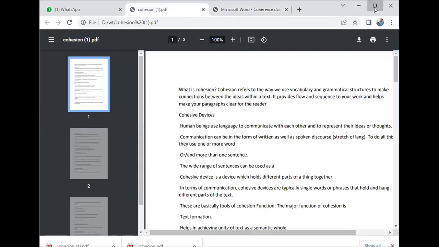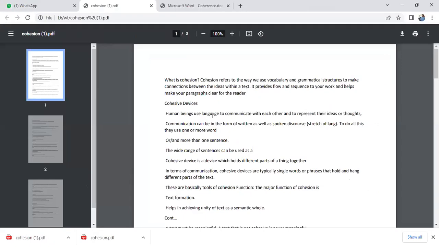Is it visible? Please respond to me. Is it visible?